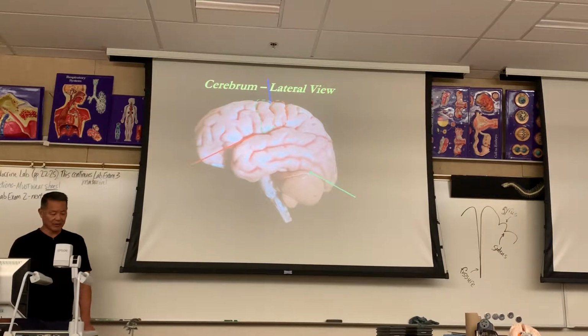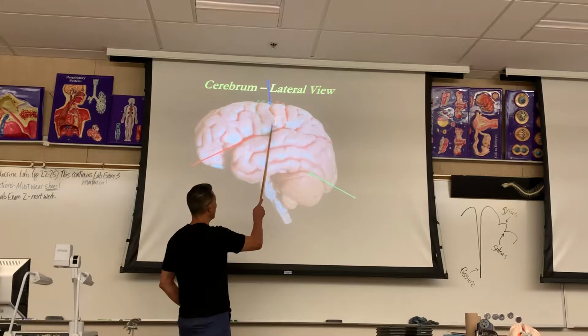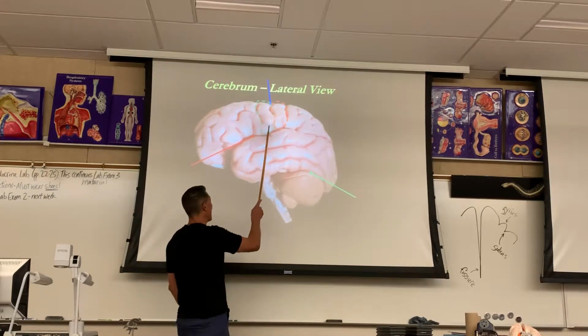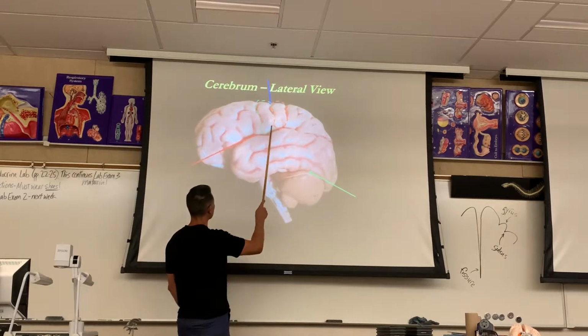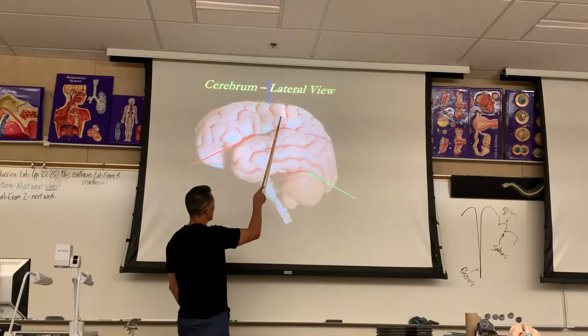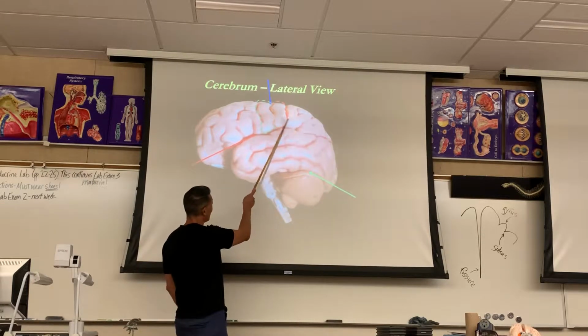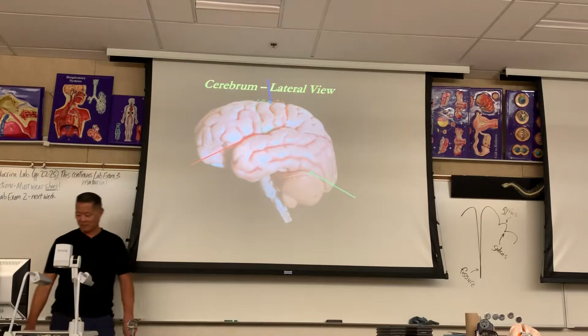And remember, because this is the borderline between frontal lobe and parietal lobe, the precentral gyrus is the most posterior part of the frontal lobe, and the postcentral gyrus is the most anterior part of the parietal lobe. Does this make sense?